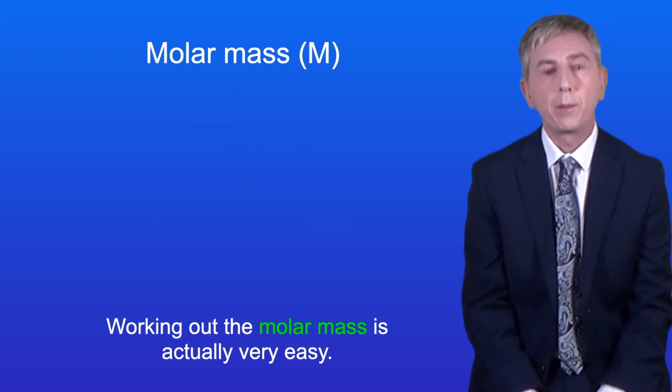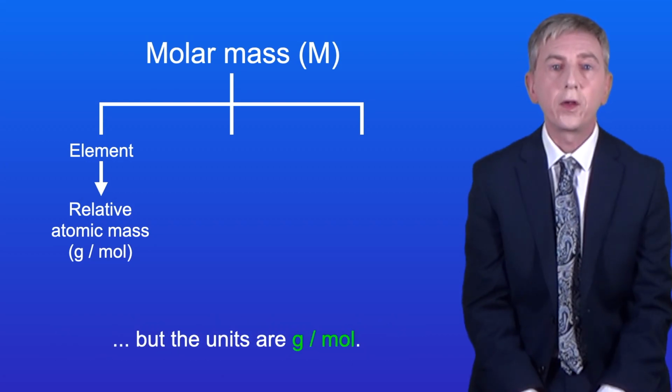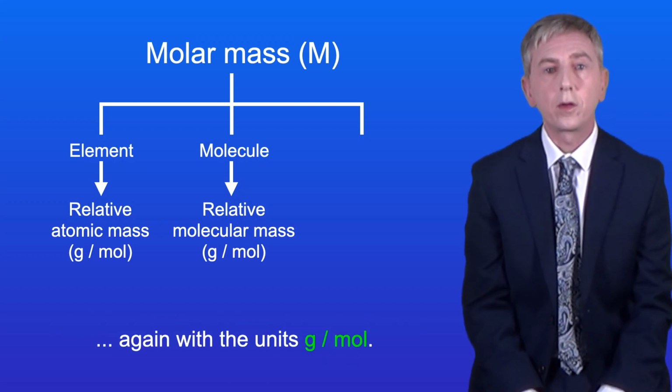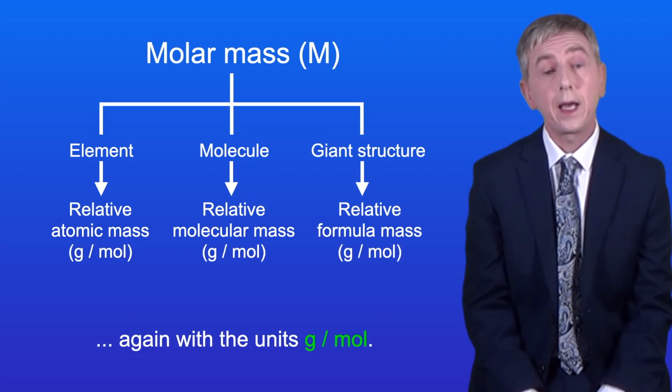Now, working out the molar mass is actually very easy. For an element, the molar mass has the same value as the relative atomic mass, but the units are grams per mole. For a molecule, we use the value of the relative molecular mass, again with the units grams per mole. And for a giant structure, we use the value of the relative formula mass, again with the units grams per mole.